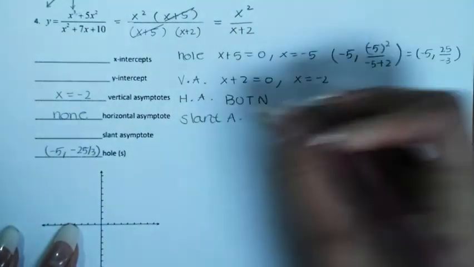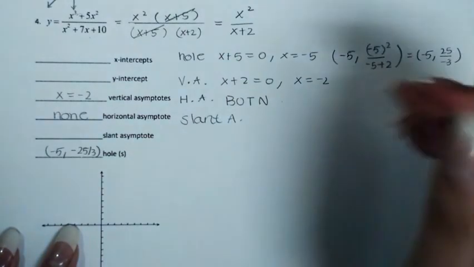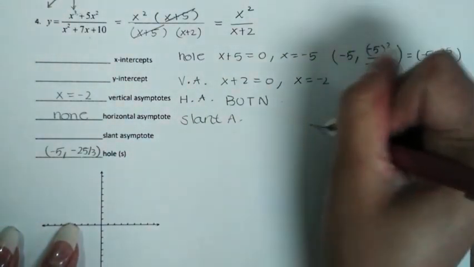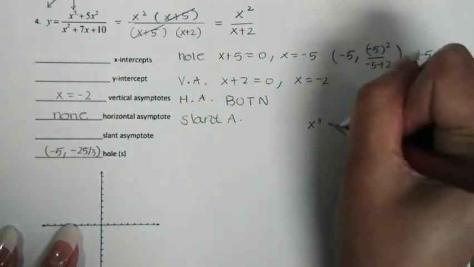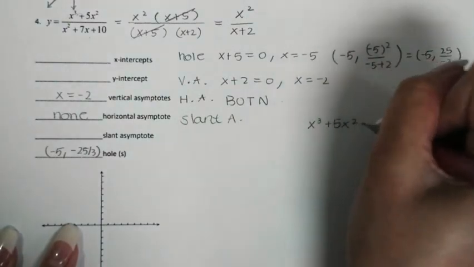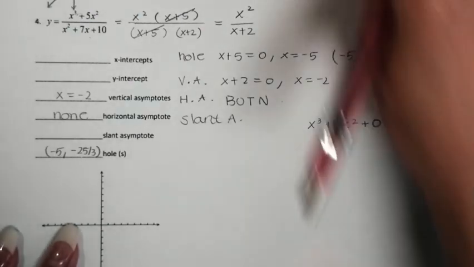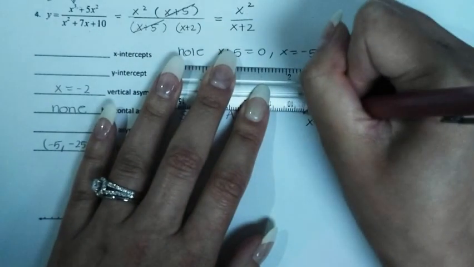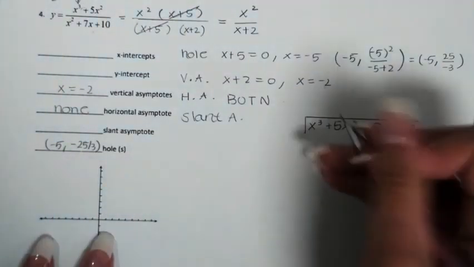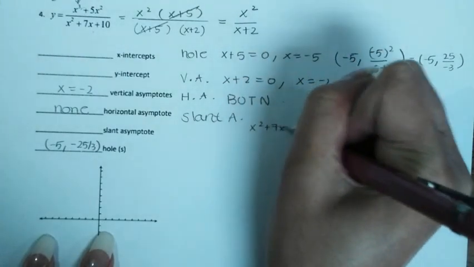Okay, when we have a slant asymptote, please note that this is quadratic and this is cubic. So let me write my cubic equation here: x cubed plus 5x squared plus 0x plus 0. Okay, remember to replace the spaces. More than anything, you need to save the spaces there. Okay, so you have that, and then outside we have x squared plus 7x plus 10.